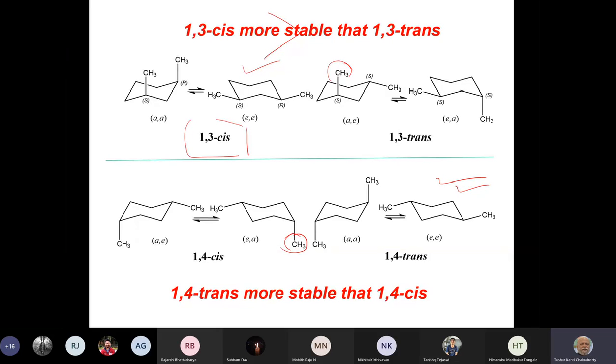Keep in mind that by flipping a ring, we don't change the stereochemistry of the substituents. For example, here you have S. Even if you flip the ring, this axial methyl becomes equatorial, so this is still S stereochemistry. Similarly, the other methyl, which had R stereochemistry, has gone from axial to equatorial, and it still has the R stereochemistry.